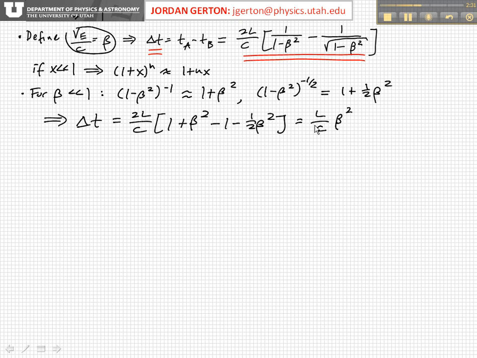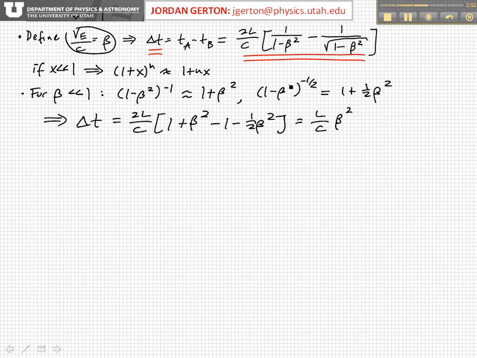Now let's check to see whether this expression has the right dimensions. Beta is dimensionless because it's the ratio of two velocities, so this has no dimensions. L has dimensions of length. C has dimensions of length per time, and so indeed this total expression has units of time as we expect.